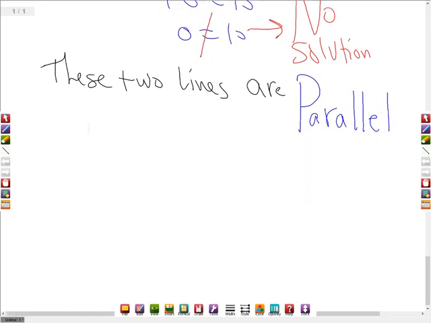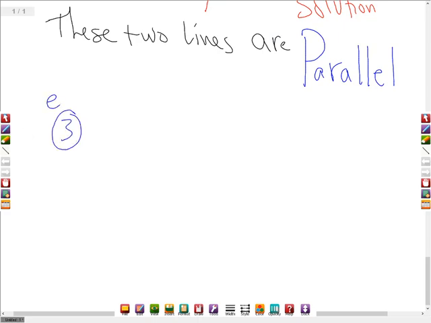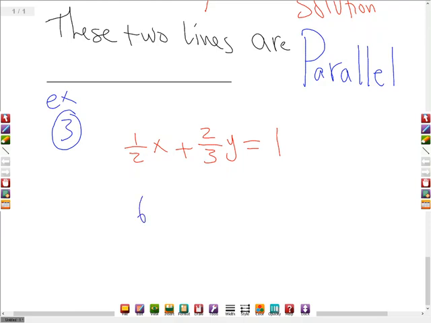The last example for today, example 3. Half x plus 2/3 y equals 1. A fraction. I know you hate fractions, but I have to give you some fractions and just think a little bit to get rid of the fraction. I'm going to show you my way how you get rid of the fraction. And the second equation is 6x plus 8y equals 12. Okay.